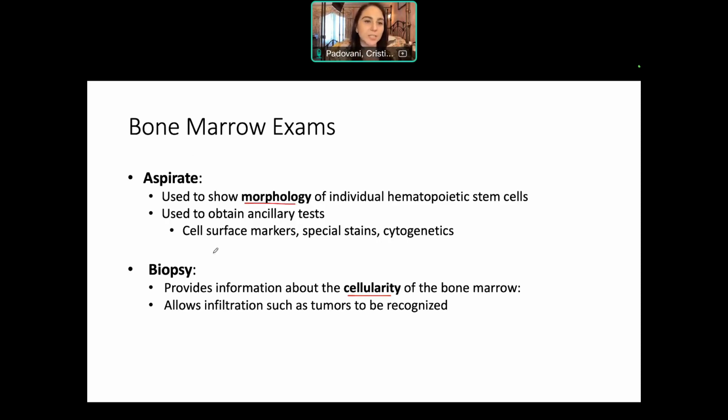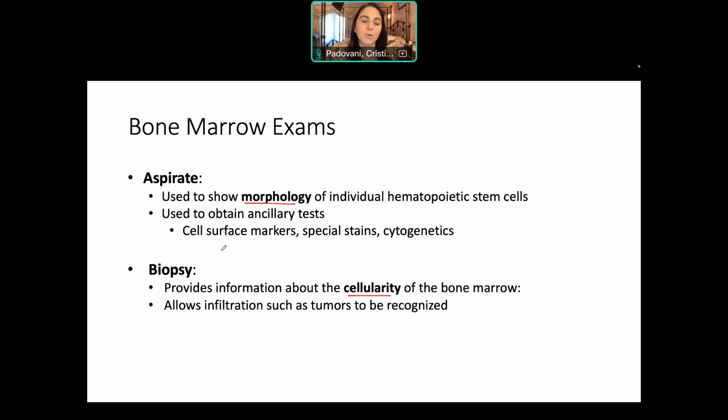Usually you get bone marrow aspirates to obtain ancillary testing. Usually when getting a bone marrow aspirate, you're not just going to do it just to look at it. I mean, you can, but you can also do it to obtain ancillary tests because you have a liquid. So you can look at cell surface markers, like CD markers, you can do special stains, you can do cytogenetics, you can do more things with an aspirate.